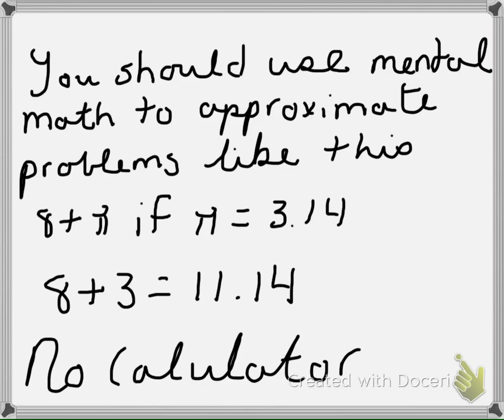Okay, and then this last part, you should be able to use mental math to approximate problems. So for instance, if I asked you what the approximate answer was to 8 plus pi, and I told you that pi was about 3.14, so I'm telling you what it is, then you should be able to figure out that 8 plus 3 is 11, so it's going to be 8 plus 3.14, which gives you 11.14. And notice there's no need for a calculator. Do these next problems without a calculator.